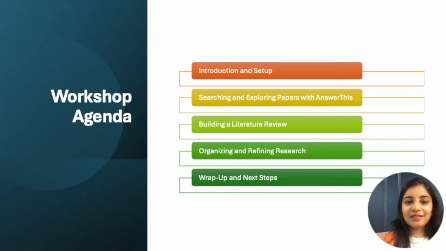Let us begin with the agenda of our research workshop. So here's what we will cover over the next 60 minutes. First, we will go over the tools and set up everything. Then we will explore how to search smartly with AnswerThis. We will build a mini literature review using AI assistants. Then we will organize and polish our research with Zotero, and we will explore their empathy framework, which is such a revolution, I'm telling you. And finally, we will wrap up with key takeaways and next steps. By the end of this session, you will have everything you need to streamline your research and write faster and smarter.